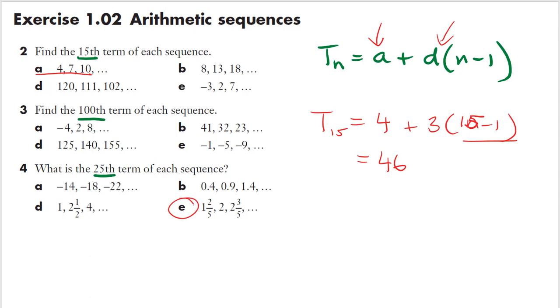I'll just quickly do E here because there's some fractions involved. Don't get too intimidated. If you're comfortable changing these fractions to decimals, that can be useful as well. But in this one we have a equals 1 2/5, which is 1.4. That can be advantageous. d here, the difference between these two, you can subtract this from this, or just from observation, you can see that there's a difference of 3/5, which is 0.6.